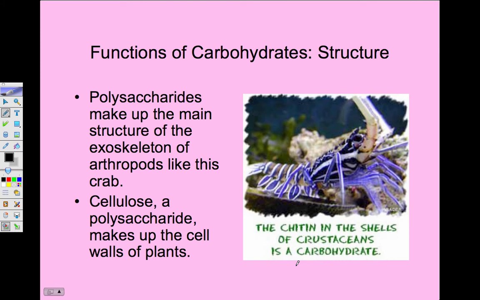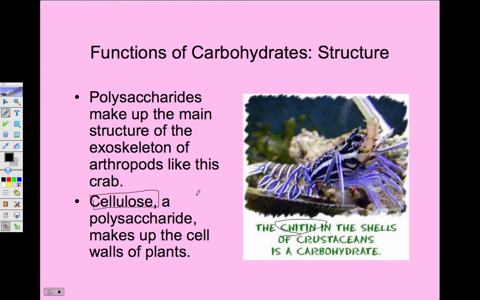There is also a structural component to some carbohydrates. Polysaccharides can make up the structure of the exoskeleton of arthropods, like this blue crab here, and that is a molecule called chitin. That's not strictly a polysaccharide because it also contains nitrogen side groups, but it is manufactured from a carbohydrate. And then more importantly really is cellulose.